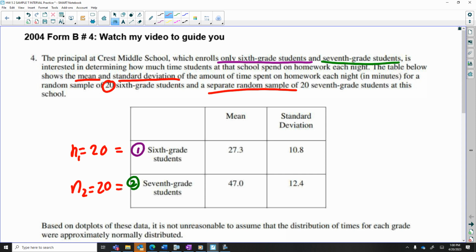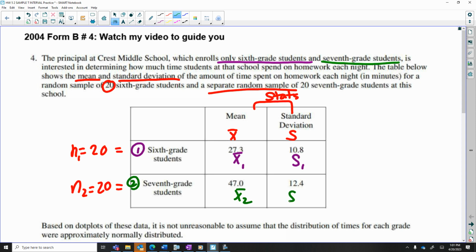Now we have the mean and the standard deviation of the sample. So this is going to be x bar and s, because these are statistics, because they come from the sample. So I'm going to call this first one x bar 1 for the sixth grade students, and I'm going to call this s1 for the standard deviation of the sixth grade students, and x bar 2 and s2.